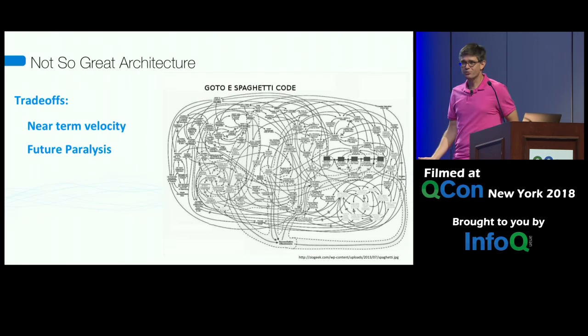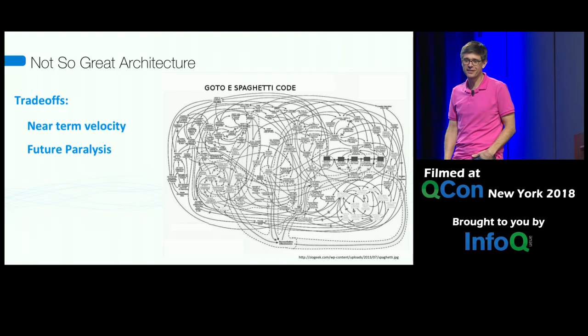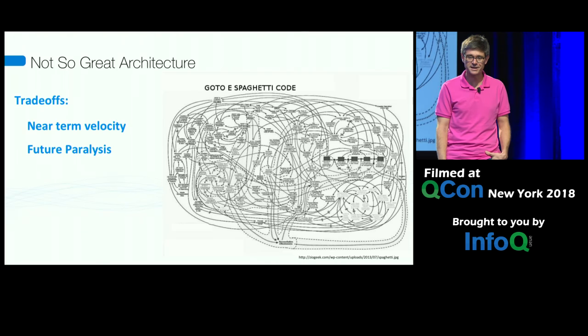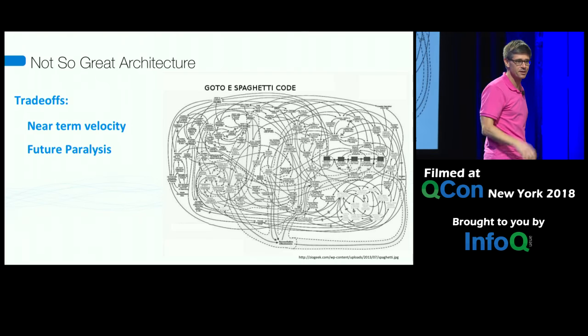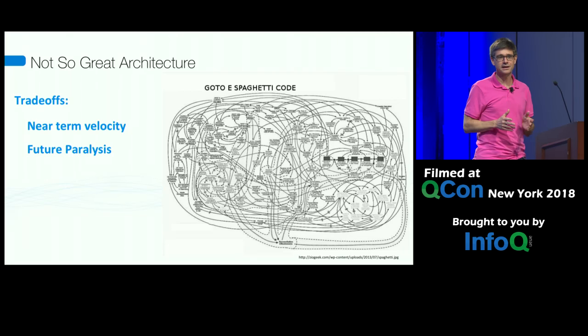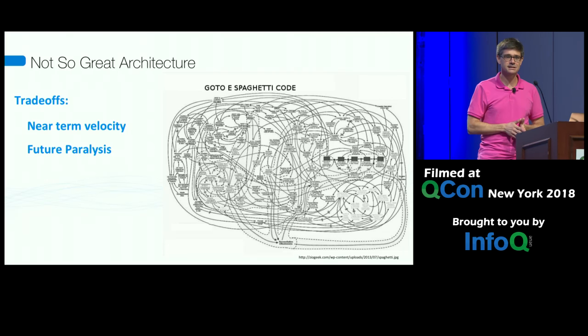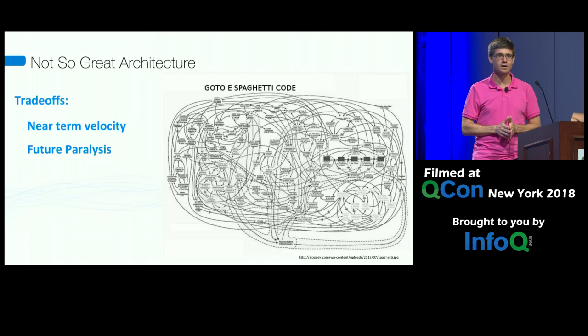And when we talk about not so great architecture, I think it often looks like this. People like to talk about spaghetti. Go-to gets a lot of memes out there. But I think really what's happening is we're trading near-term velocity for what I like to call future paralysis.